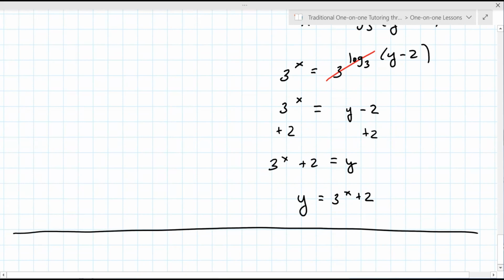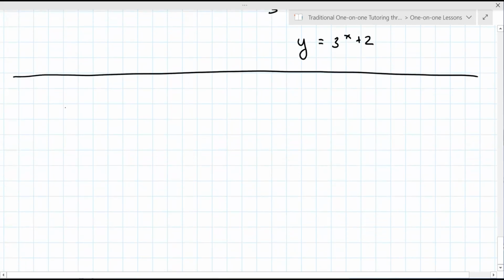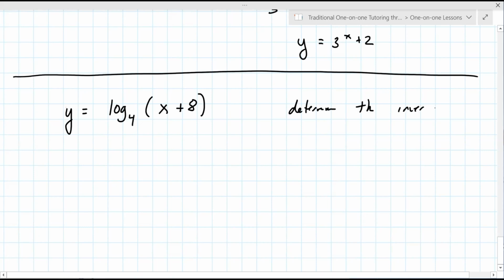Okay, so let's see if you can do one on your own here. Let's go with y equals log base 4 of x plus 8. I'd like you to determine the inverse for me on this one. I'll give you 60 seconds, and check back with you in 60 seconds. Okay.